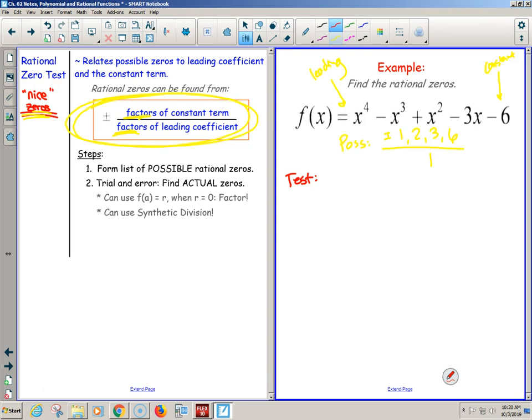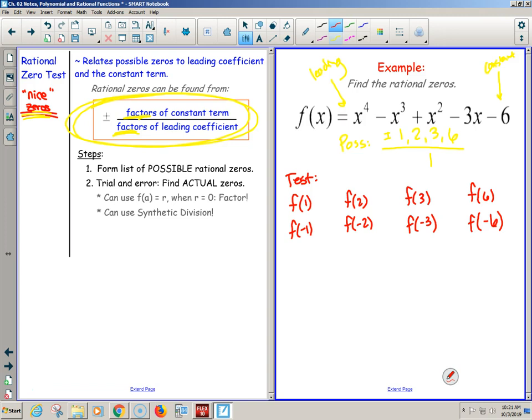How do I test them? Well, I'm going to ask myself, are you a zero? Are you a zero? Take a breath. We've been working towards this all chapter. Take a breath. So you should do the positives and the negatives? Mm-hmm. Now pause.